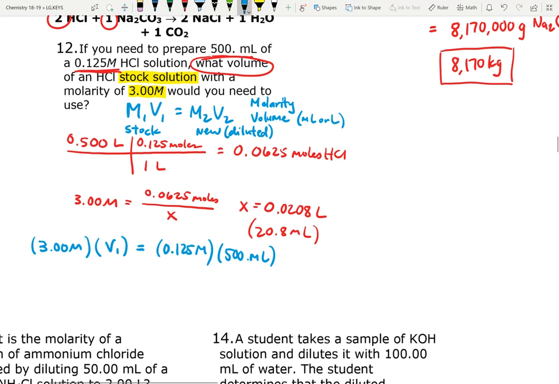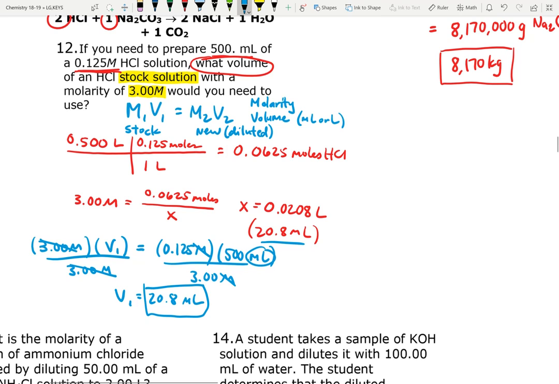If I go to my calculator to double check, I punch in 0.125 times 500, and we do both sides divided by 3. So 0.125 times 500 divided by 3, and we get 20.8. V1 equals 20.8 milliliters. Notice that my molarities cancel out, which leaves my units in milliliters. And sure enough, 20.8 milliliters is exactly what we got before. So that's a quicker way of organizing the same thing, and you can do it all in one step.